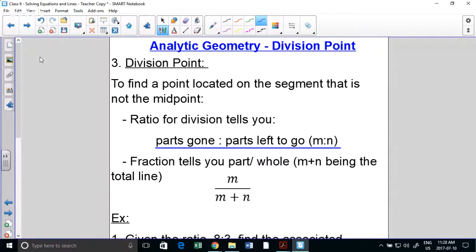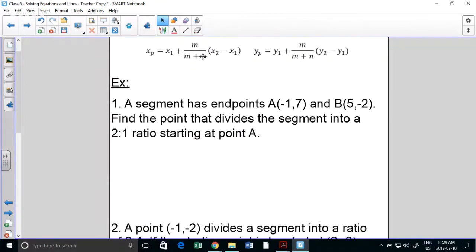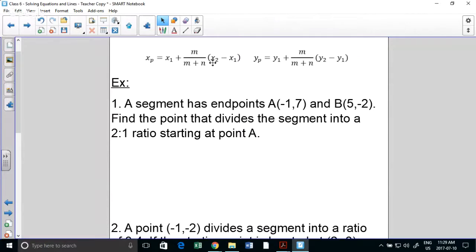Division point. So division point, you have a line that's connected, or a segment connecting 2 points, and you want to find a certain point along that segment based on a given ratio. So that's what division point does for you. Depending on how it's presented, either you're presented with the fraction or you're presented with the ratio. The ratio is the ratio by which that division point divides the line. And then you have the actual formulas for division point.